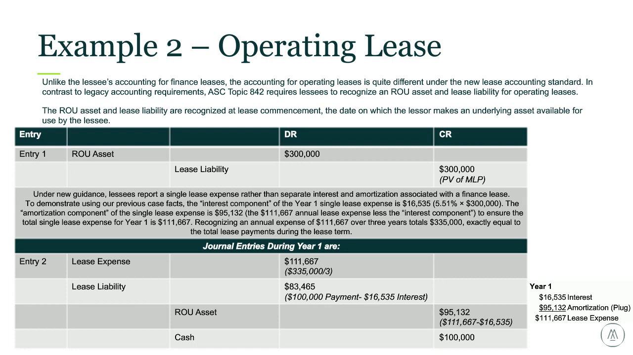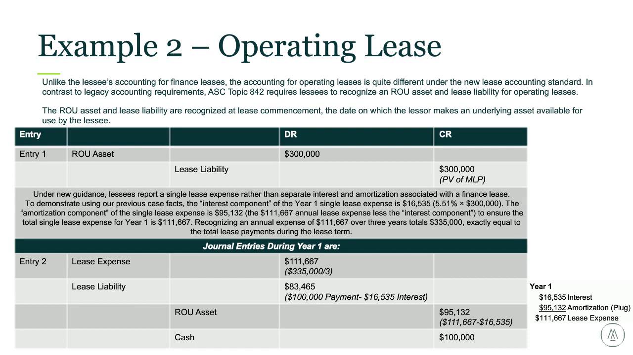And so the expense is going to be straight line, but we also need to pay off that liability. And we know that the payment, a portion of our liability payment, includes interest. And same numbers as before. If you go to the side margin here, that $100,000 payment in the first year will include $16,000 of interest. So the lease liability is only going to go down by $83,000.